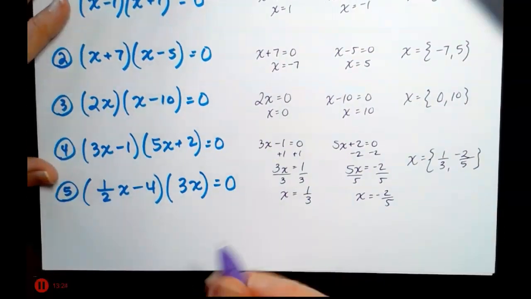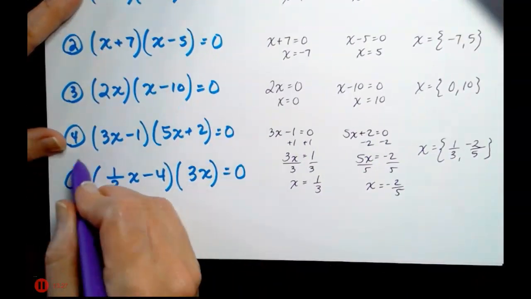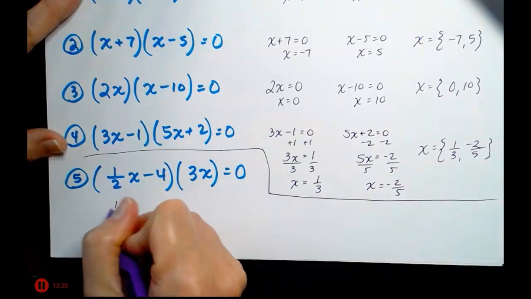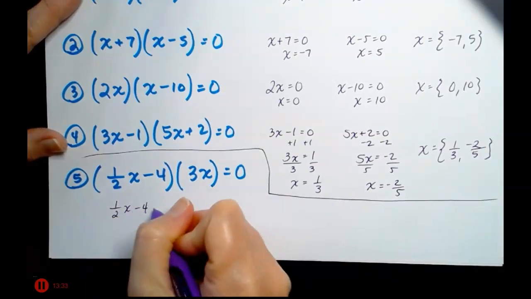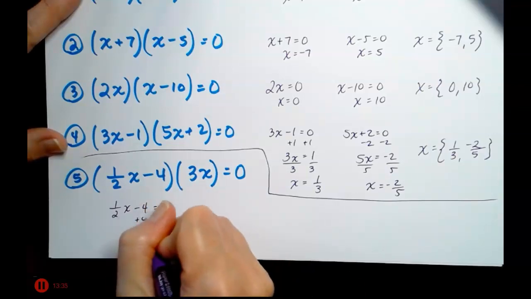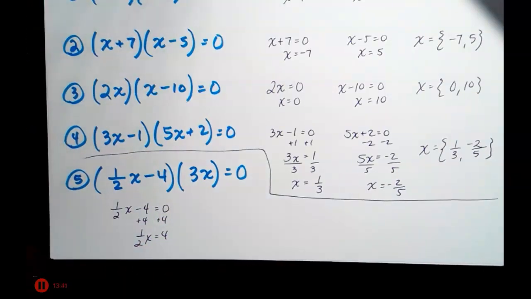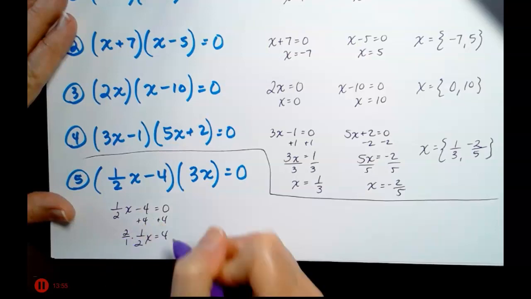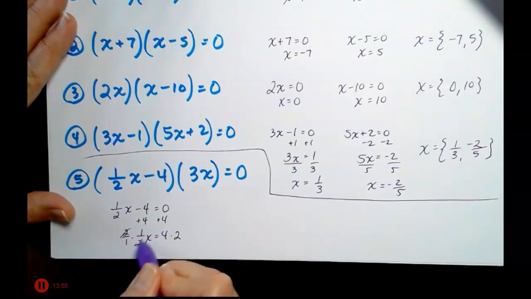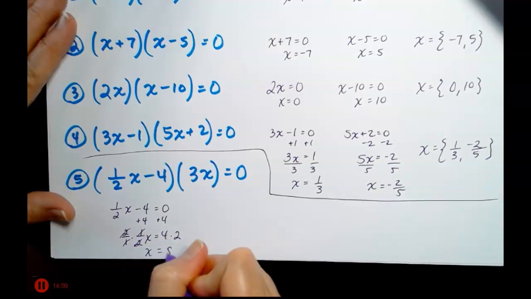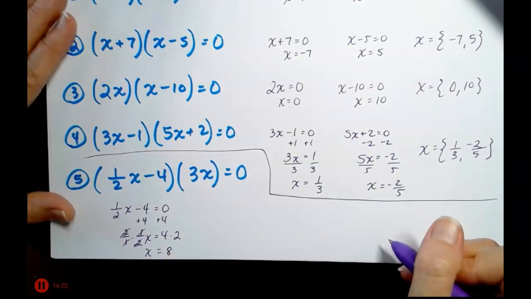Last problem, number 5, set each factor equal to 0. 1/2 x minus 4 equals 0, plus 4, 1/2 x equals 4. Remember, if we want to undo times 1/2, the best way to undo a times 1/2 is to multiply by its reciprocal, which is 2 over 1. In this case, just 2. So the 2's cancel, the 1's cancel, x equals 8. That's our first answer, x equals 8.